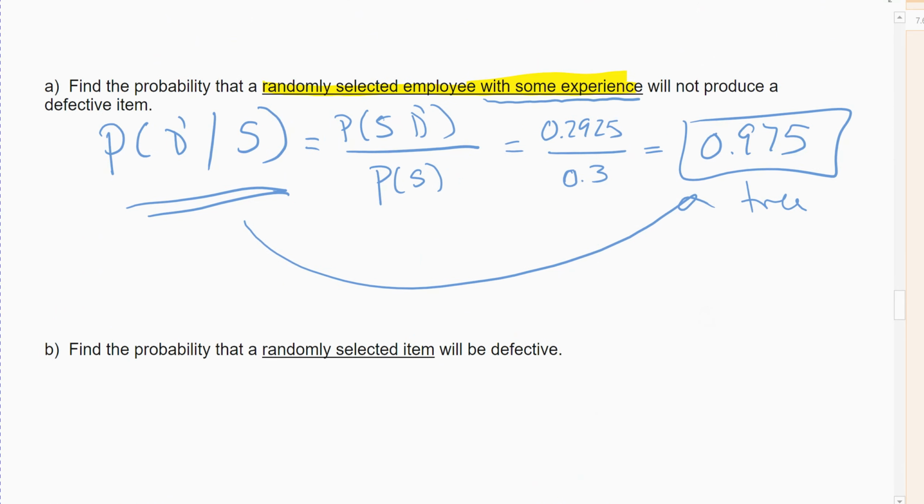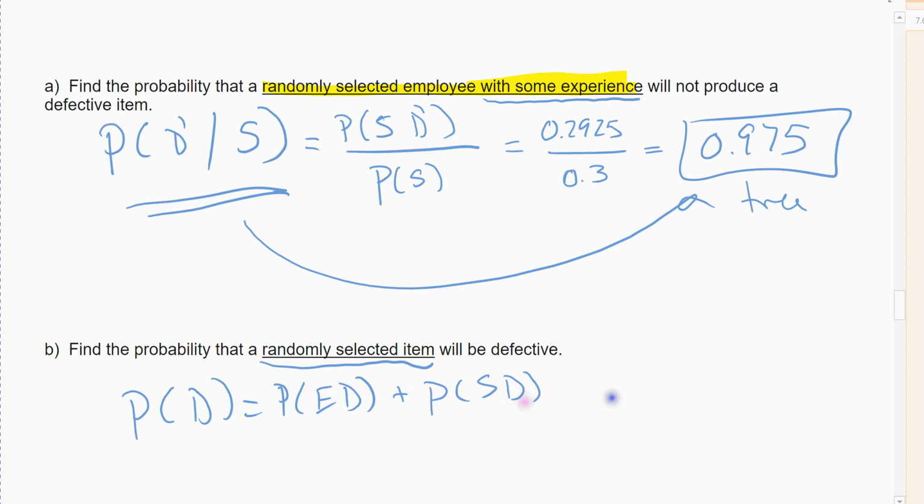Next one, which again, apparently my lettering was doubled up again, so this is the second B. Find the probability that a randomly selected item will be defective. So again, randomly selecting an item, meaning out of all of my items, all of the considered items, everybody's under consideration, all outcomes, what's the odds I have a defective item? Probability it's defective. Well, there's 3 ways to get a defective item. Either the experienced guy gave me a defective item, or the some experienced guy gave me a defective item, or the new guy gave me a defective item. And I add up all of those outcomes.